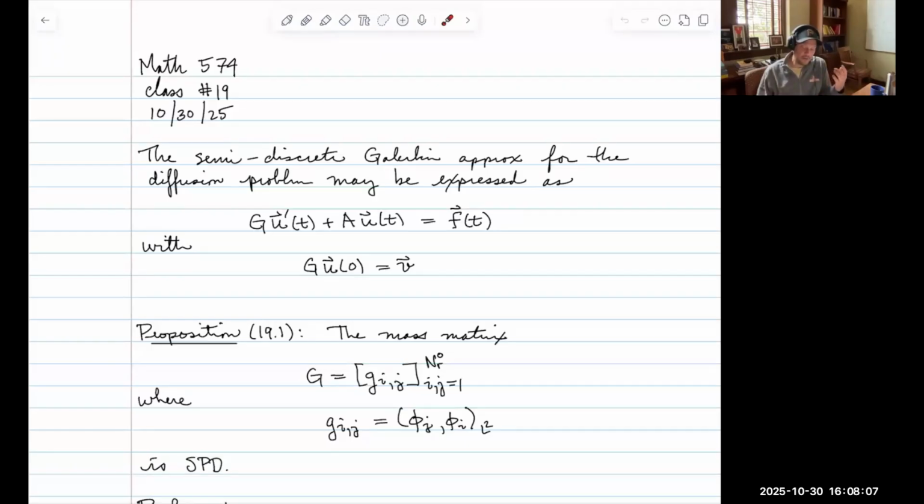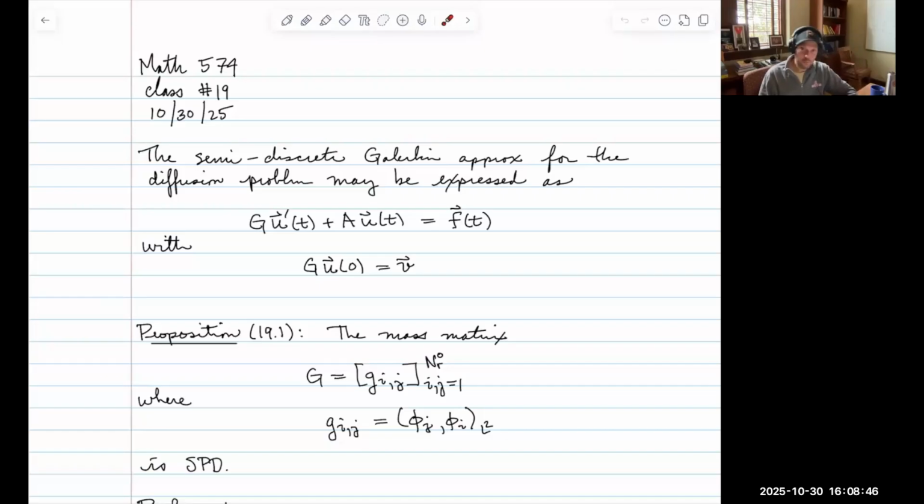And we also talked about the semi-discrete Galerkin approximation of the problem. And now in this class, we want to drill down a little bit further and look at some properties of that semi-discrete Galerkin approximation. And then the next thing after that is to look at a fully discrete approximation and start to investigate some properties of that. So without further ado, I'll start by reminding you what the discrete Galerkin approximation for the standard diffusion problem looks like.